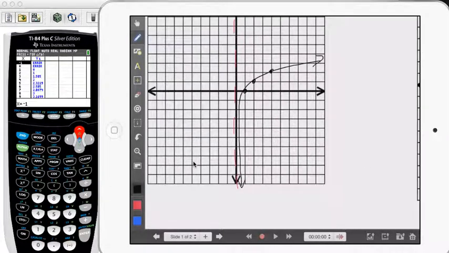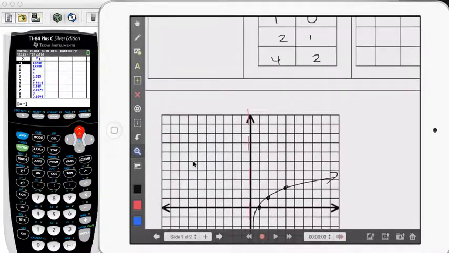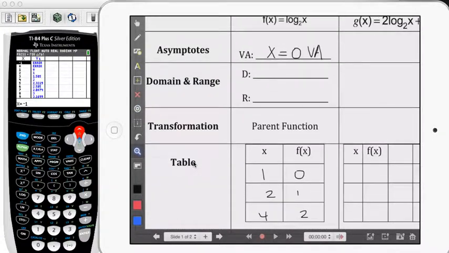So what would be my domain? Now, as you can see, my graph does not go beyond the asymptote. So my graph will never touch the asymptote. So the domain is going to be from the asymptote all the way to plus infinity. And since the graph will never touch the asymptote, you have to have parentheses around the 0. So the domain is going to be from 0, with parentheses, to infinity.